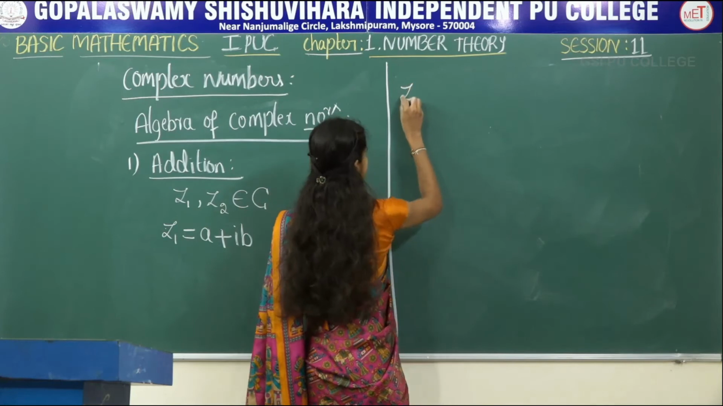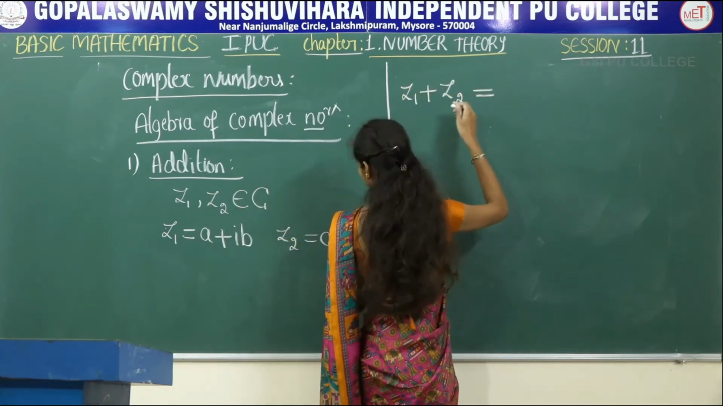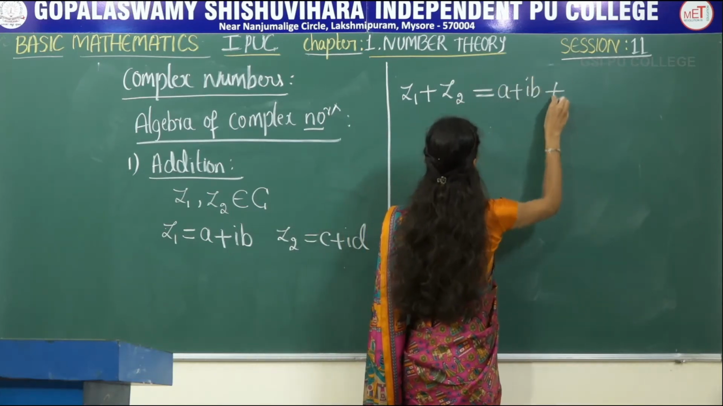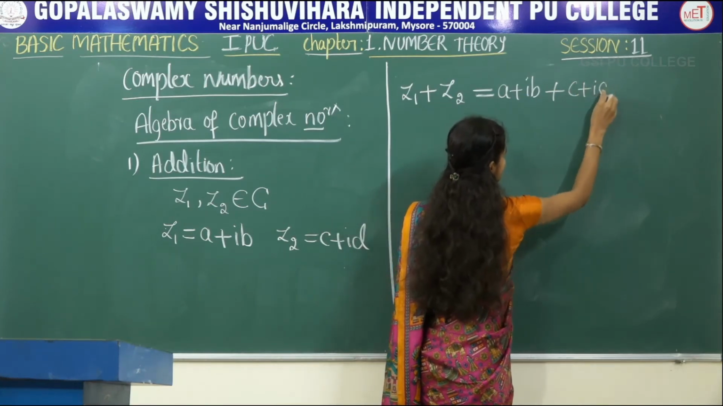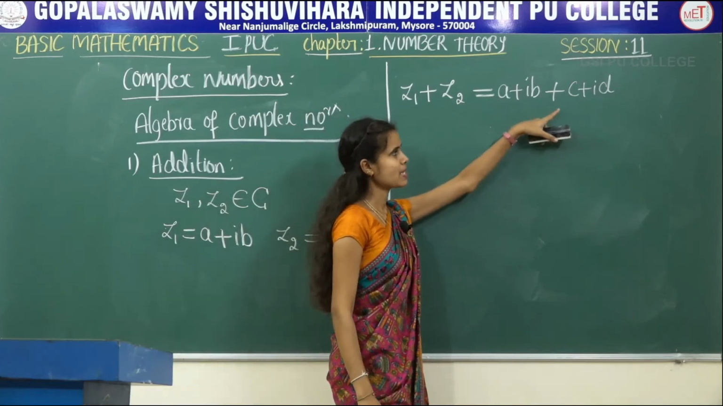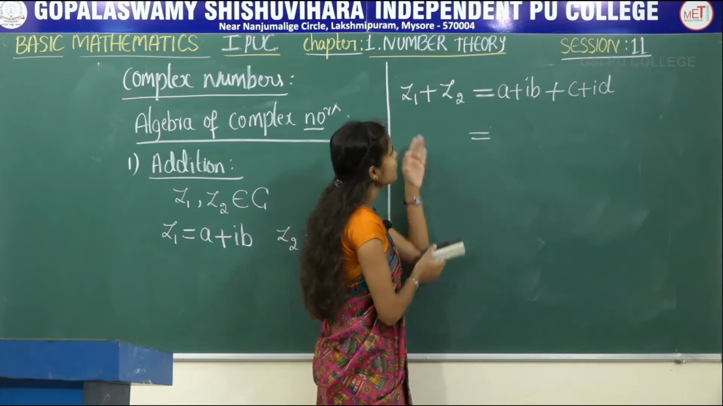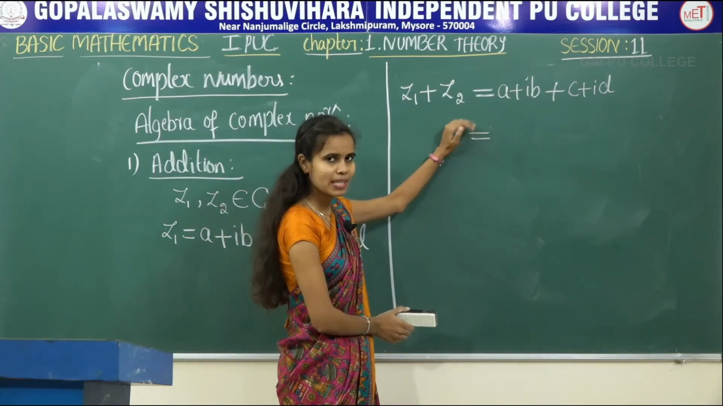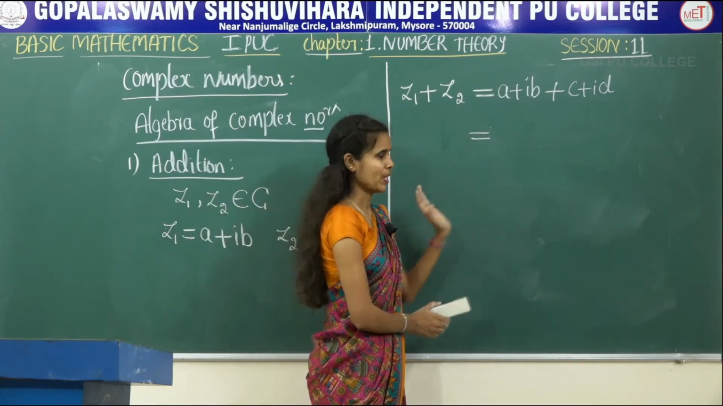So consider Z1 plus Z2. Substitute Z1 means a plus i into b, plus Z2, Z2 means c plus i into d. Z1 is equal to a plus ib, plus Z2 is equal to c plus id. Next, we want to prove Z1 plus Z2 is also a complex number, which means it must be in the form of real number plus i into real number.